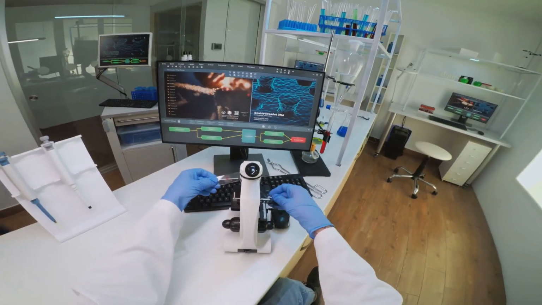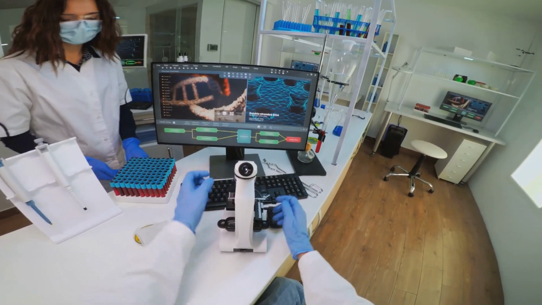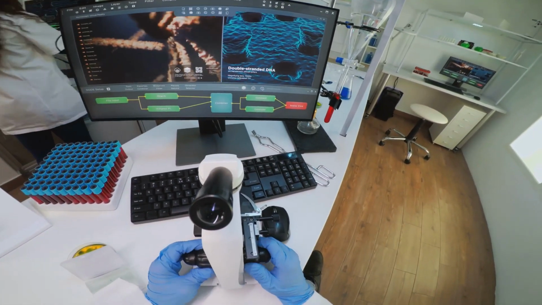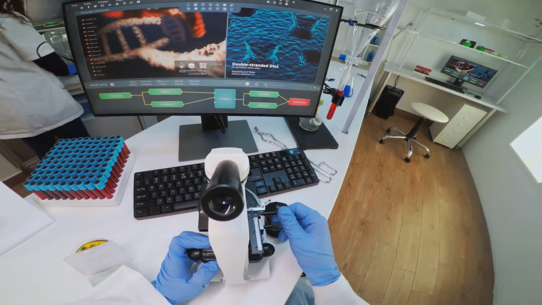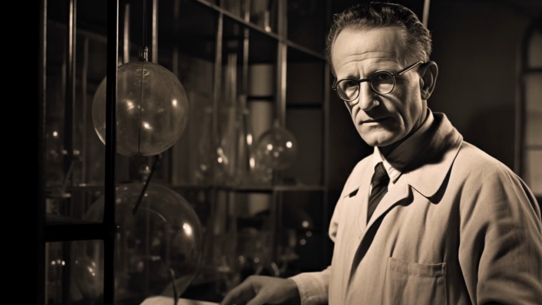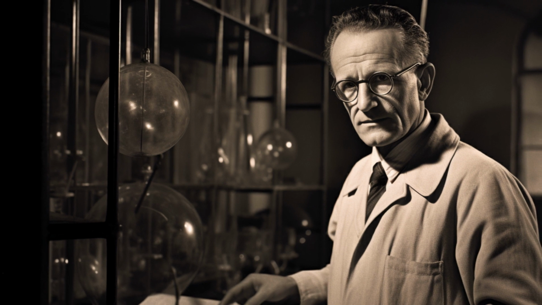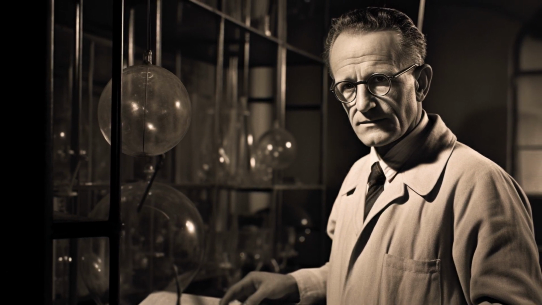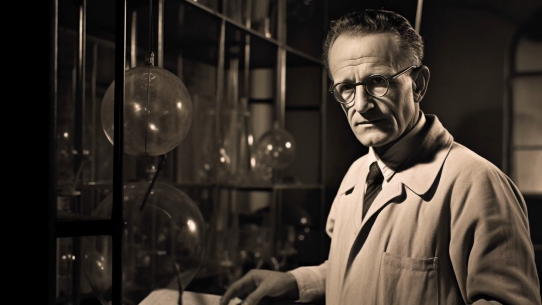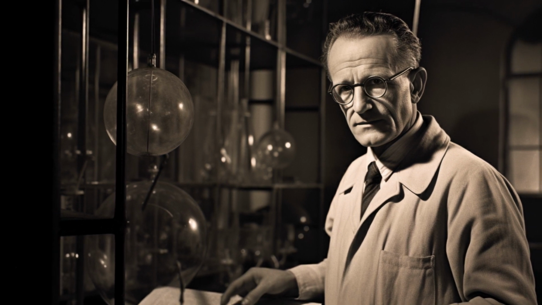Schrödinger's ideas also influenced the development of molecular biology as a distinct scientific discipline. His work inspired a generation of scientists to explore the molecular basis of life. Example: the field of molecular biology has grown to include a wide range of techniques and technologies, from gene sequencing to synthetic biology.